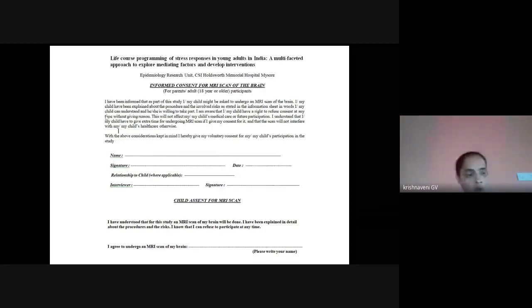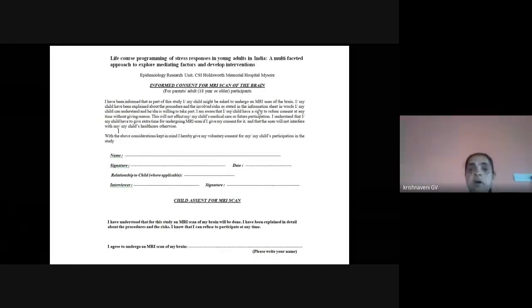But we'll have English also for some people who don't know the local language. So we will read out and we'll also ask them to read again. So this consent form says, I have been informed that as part of this study, I might be asked to undergo an MRI scan of the brain. I have been explained about the procedure and the involved risks as stated in the information sheet in the words that I can understand, and I am willing to take part. I am aware that I have the right to refuse consent at any time without giving reason.